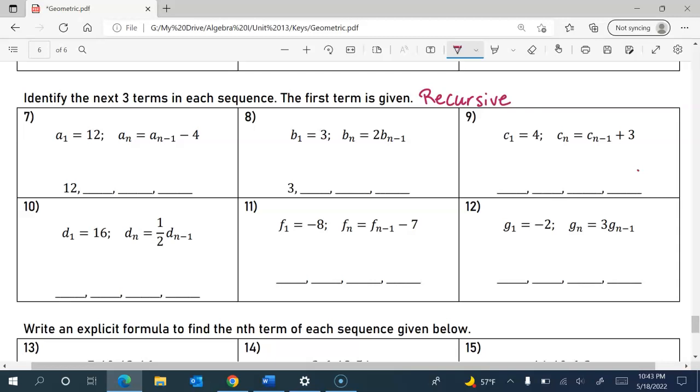Right, so I'll go through a few of these. So if you look at 7, it doesn't ask you to do this, but it would probably be good practice to distinguish if this is arithmetic or geometric. My first term is 12, so they brought that down here. And it says a sub n equals a sub n minus 1 minus 4. So since I'm subtracting something, this is going to be arithmetic, right? So 12 minus 4 is 8. 8 minus 4 is 4, and 4 minus 4 is 0. That's how you solve recursive sequences.